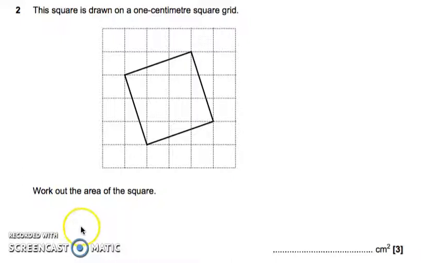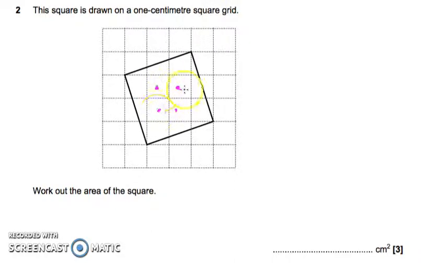In question number 2, we are told that the square is drawn on a 1 centimetre square grid, and we are tasked with working out the area of that square. That's a 3-mark question. It's a pretty tricky one because the square isn't lined up with the lines on the centimetre square grid. So you know, because it tells you up here, that each one of these is worth 1 centimetre squared, 1 square centimetre.